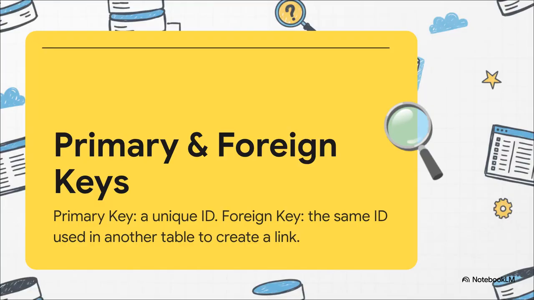That little link we just saw, that's made possible by something called keys. In our customers table, that customer ID is a primary key. Think of it like a social security number. It's totally unique to that one person. Now, when we use that same ID over in our orders table, it's called a foreign key. And that foreign key is the bridge. It's the thing that connects these 2 completely separate tables.